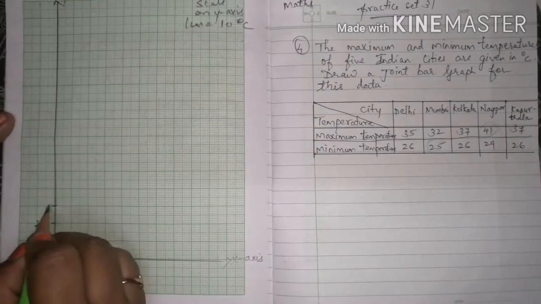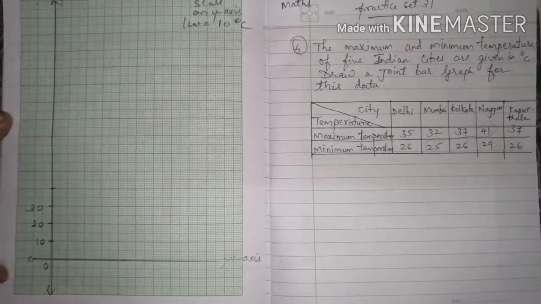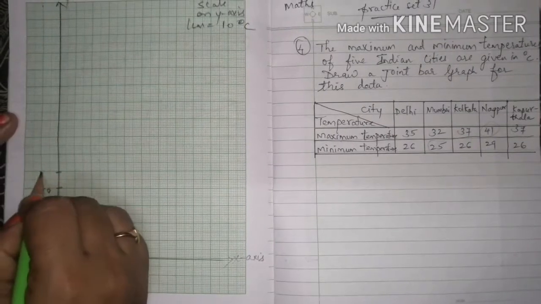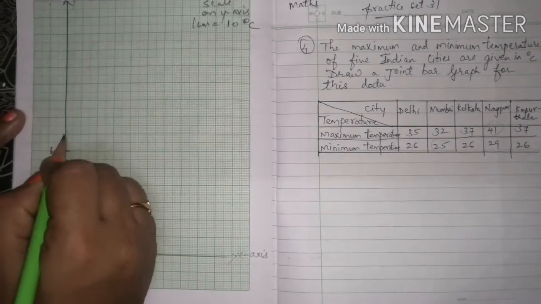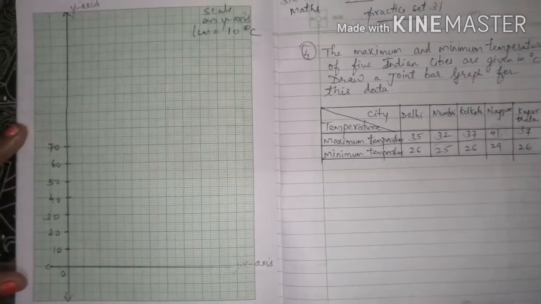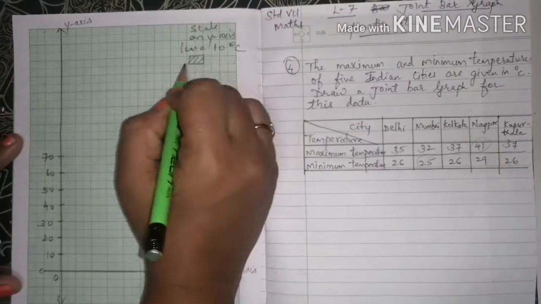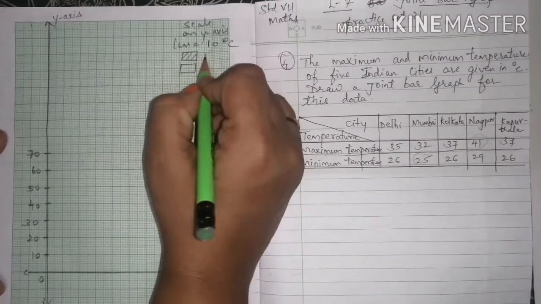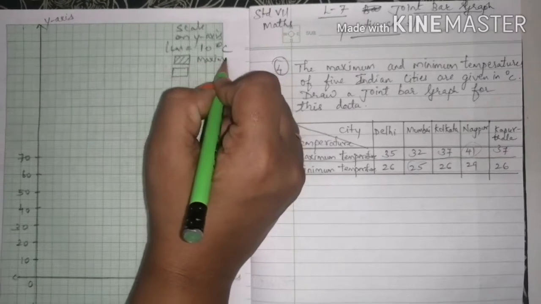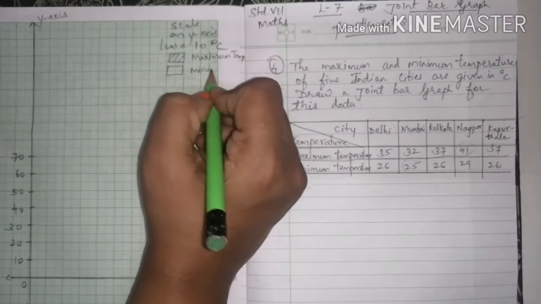So 10, 20, 30, and the maximum is 41 only, no? So you can take till 50, 40, 50. You can take 2 extra if you want, but there is no need. We want 41 only as the last. So the first one is Delhi. Here the maximum will be shown by shaded and the minimum by unshaded. This one is the maximum temperature, this one is the minimum temperature.